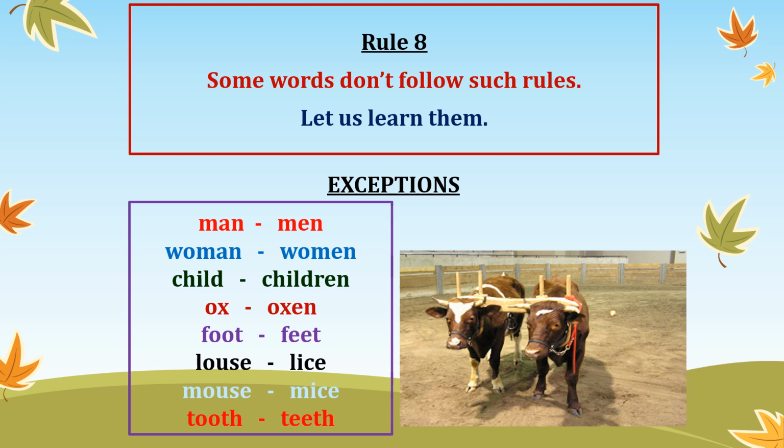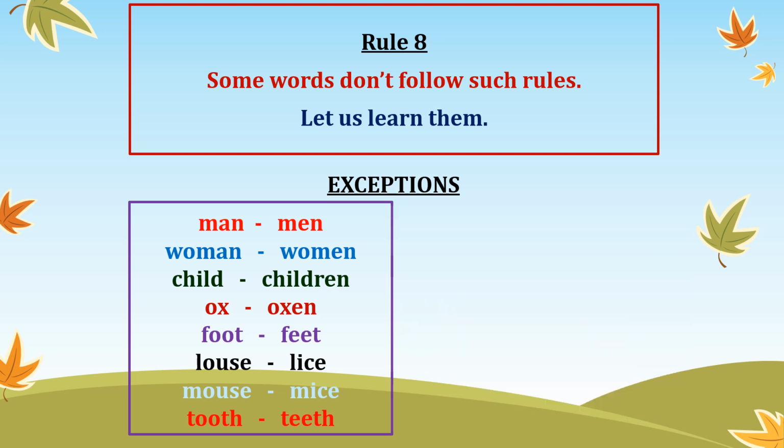One foot is called foot, and when you make it plural, they become feet. Louse becomes lice. Mouse, mice. One tooth is tooth, and all together they are known as teeth. So look at them. They completely change.